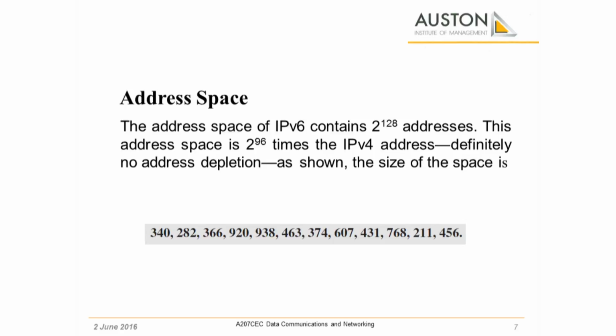The address space of IPv6 contains 2 to the power of 128 addresses. This address space is 2 to the power of 96 times the IPv4 addresses. Definitely no address depletion. That series of numbers you see below is not the code, it is actually the entire number of address spaces in IPv6.